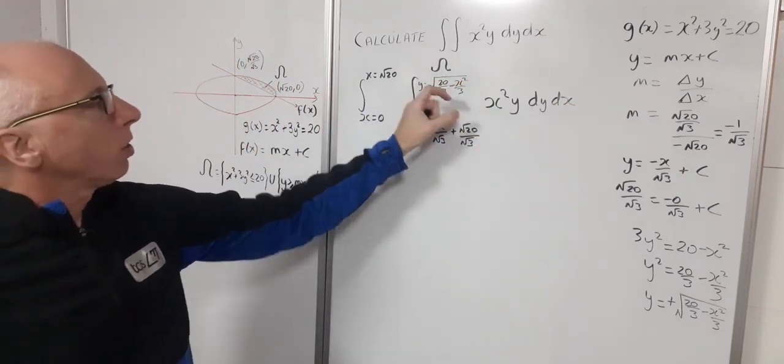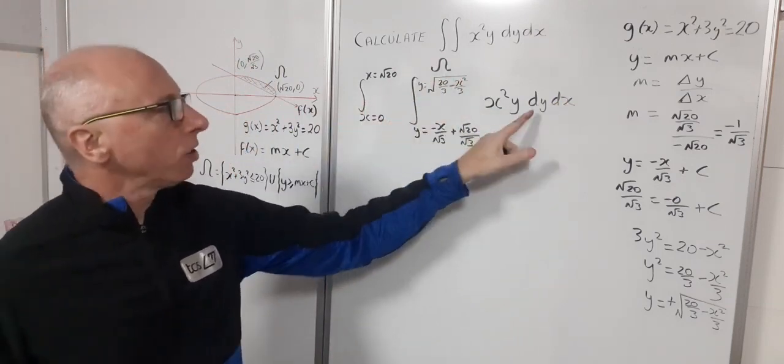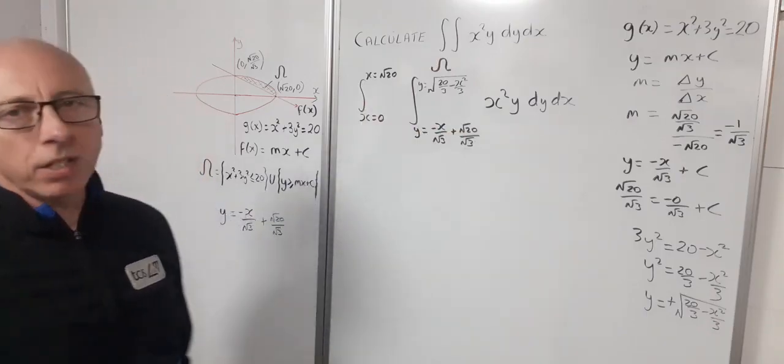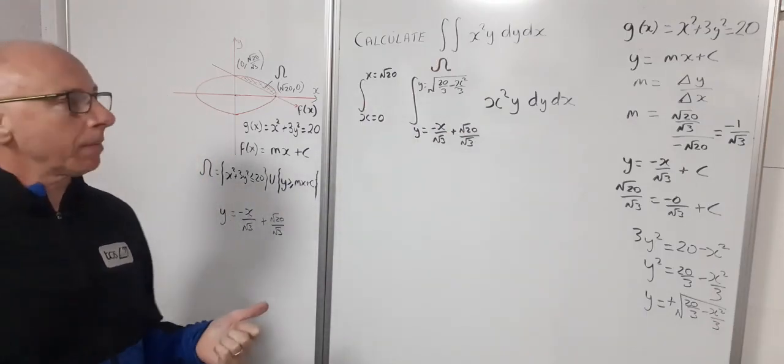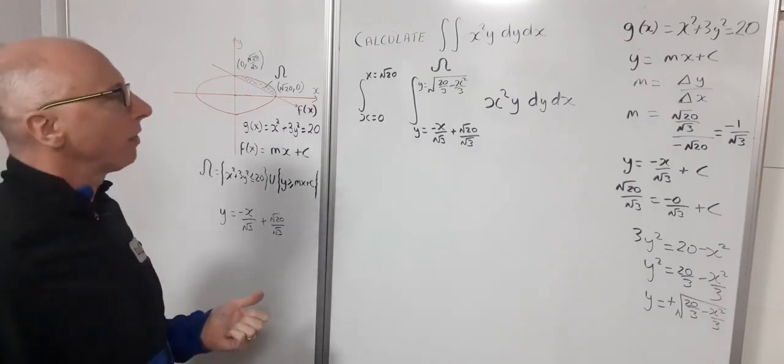Now what you can do, you can switch the parameters round and do dx dy, but then you'll have to normalise the equations with regards to the y-axis. You will still get to the same answer. I'll leave that to you to have a go at.